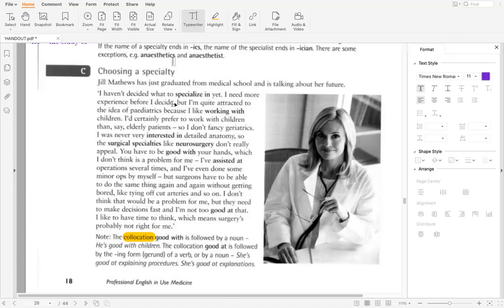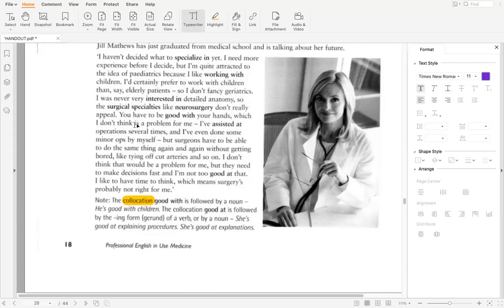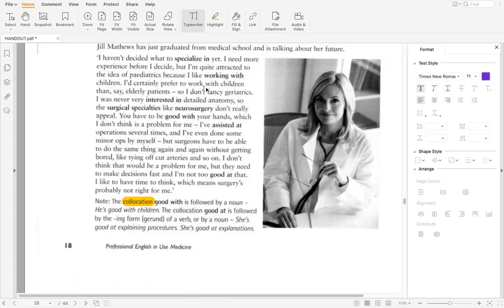I need more experience before I decide, but I'm quite attracted to the idea of pediatrics because I like working with children. I'd certainly prefer to work with children than, say, elderly patients. So I don't fancy geriatrics. So she prefers pediatrics to geriatrics.